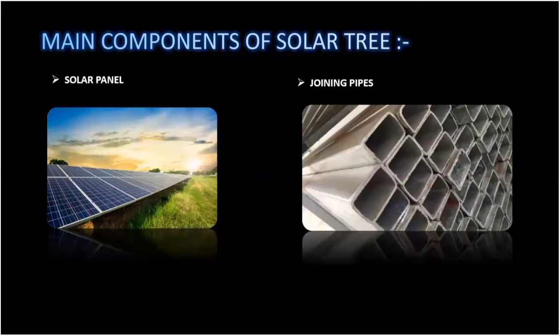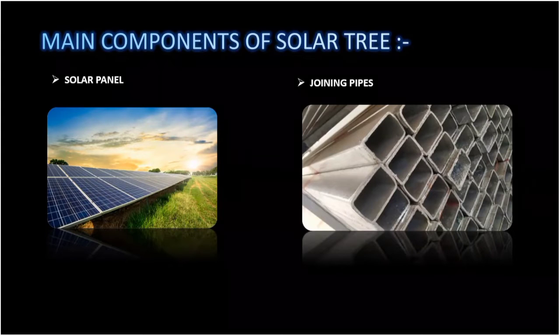The size of the solar panel is about 0.5 by 0.4 meter in length and breadth, with a thickness of 0.03 meter. The total amount of energy that can be produced in an hour by the solar tree is 144 watt. Second one is the pipe.